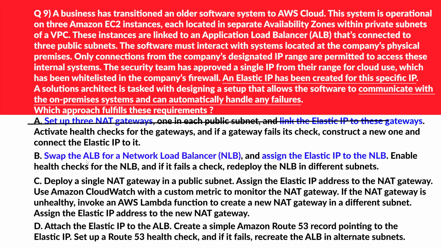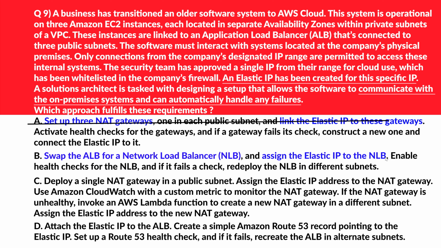B says swap the ALB for a network load balancer, NLB, and also assign the elastic IP to the NLB. NLBs are used for different purposes, we know. Typically we need static IP addresses for the load balancer itself. In this scenario, the application load balancer is required to distribute incoming traffic across multiple EC2 instances, and the elastic IP address is needed for the NAT gateway and not the NLB or network load balancer.